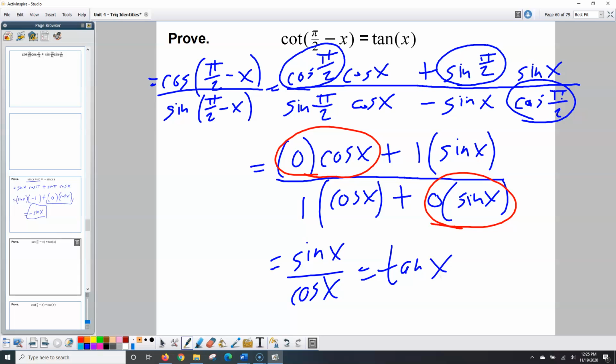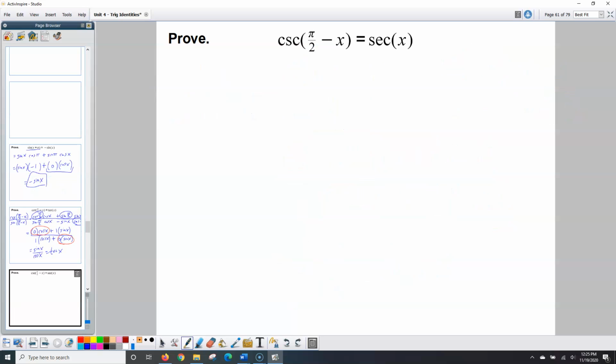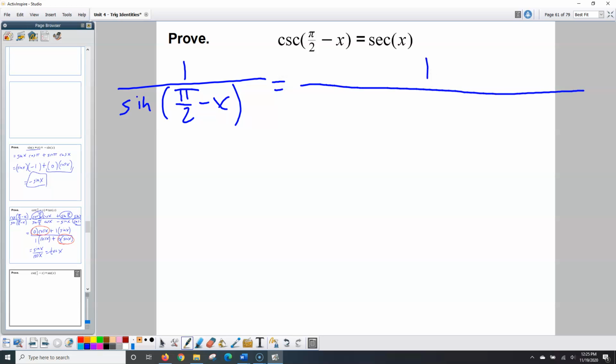One more. You've made it 22 minutes. One more. Cosecant. So very similar to the last one. This one would be 1 over sine of pi over 2 minus x. So we're going to have 1, and then sine goes sine, cosine, same sign, sine, cosine. That's pi over 2, x, x, pi over 2.